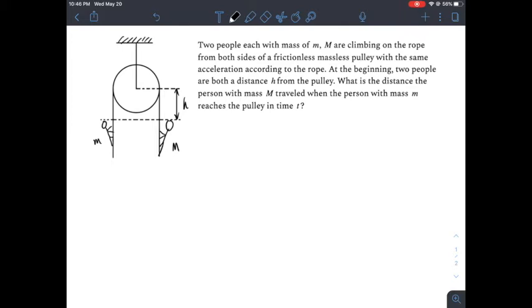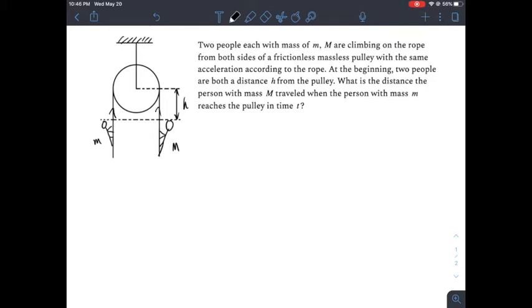When we ask for the distance the person of mass m traveled, it means what is the final distance between the pulley and the person. So I want you to pause the video and try it. After you try, come back to the video and I'll show you how I did it.